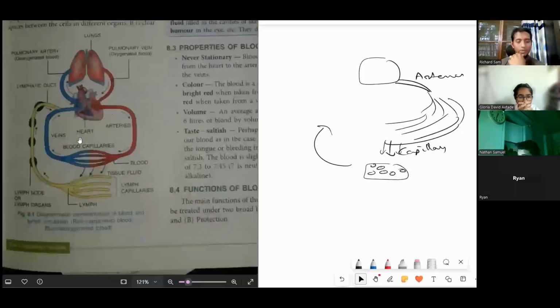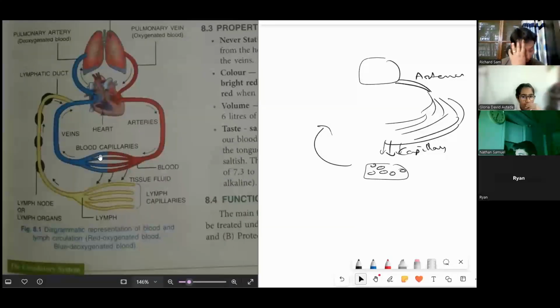So here is a diagram of how these things happen, what I've drawn over here. Arteries split into capillaries. From the capillaries, blood comes out and becomes tissue fluid. Tissue fluid is drained through the lymph vessels, lymph capillaries. That liquid, that blood which goes through the lymphatic system, is called the lymph. It passes through certain lymph nodes in the body, and then it is drained back into the blood vessels. At which point? Just before reaching the heart, it goes back and joins the blood vessels.